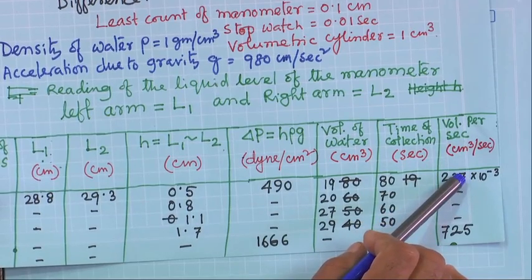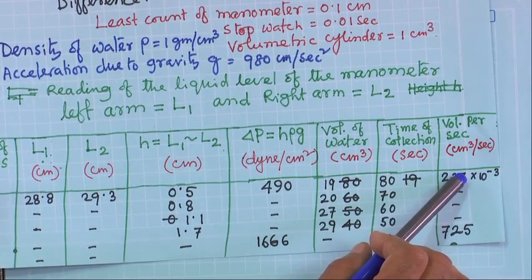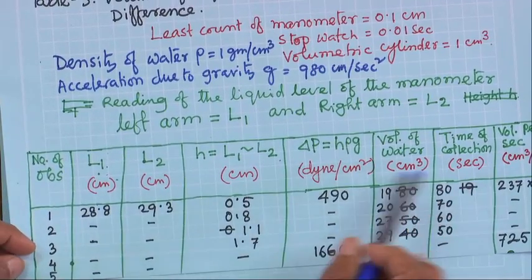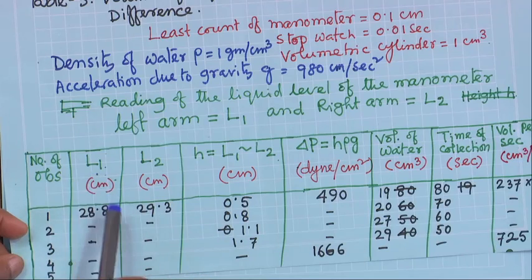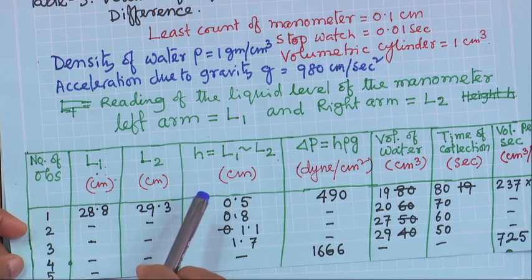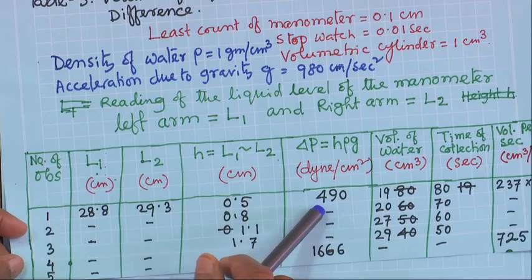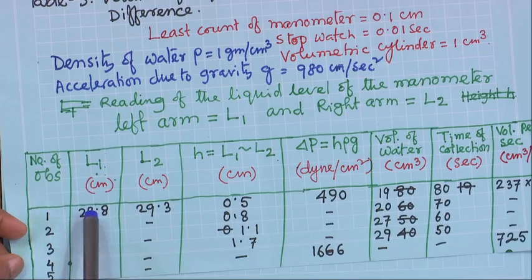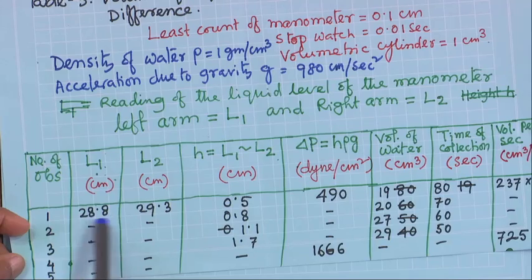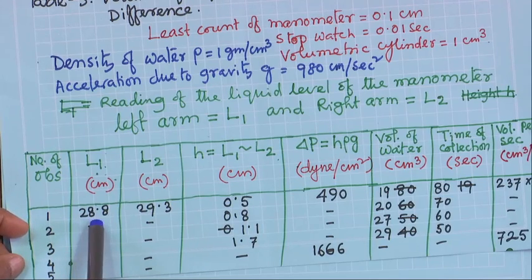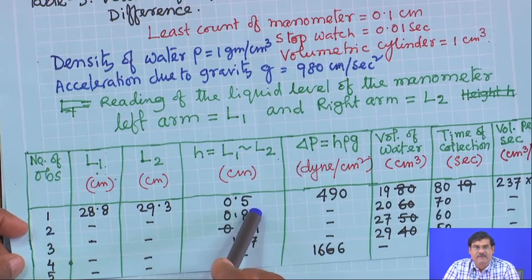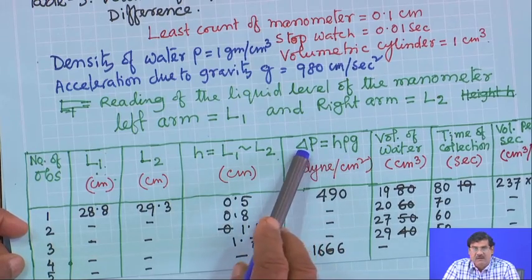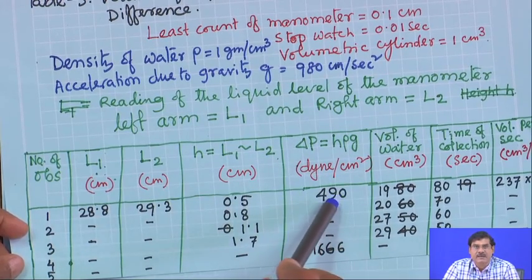So, this is the last column of this table. Now you have to set this L1 and L2 for a particular pressure difference. In our laboratory we have taken a reading: L1 was 28.8 and L2 was 29.3, so the difference will be 0.5. The corresponding pressure difference, if you calculate, is 490.